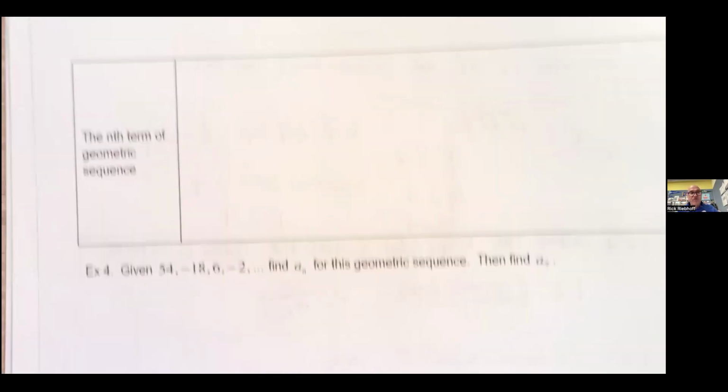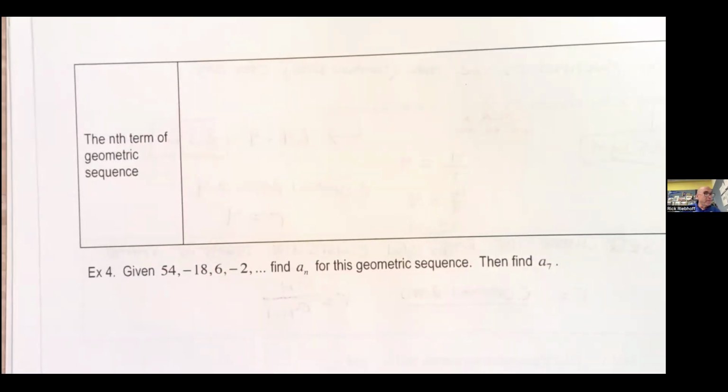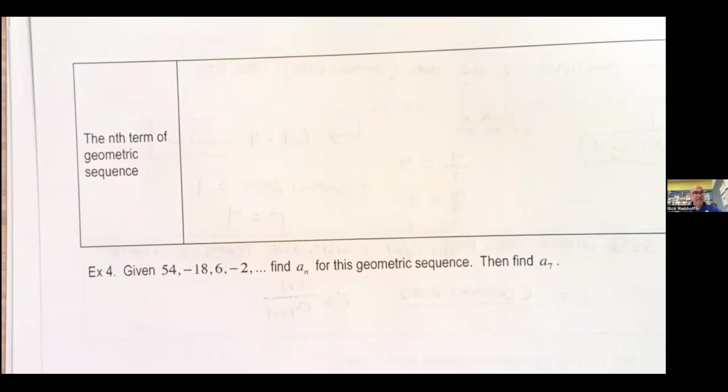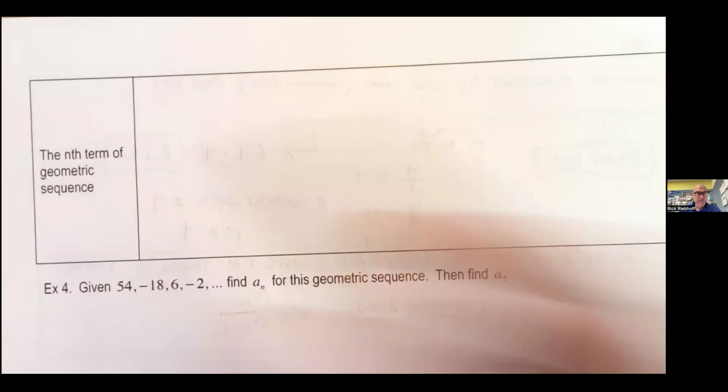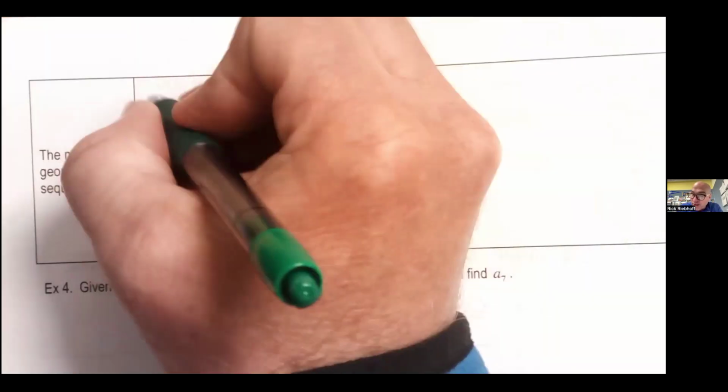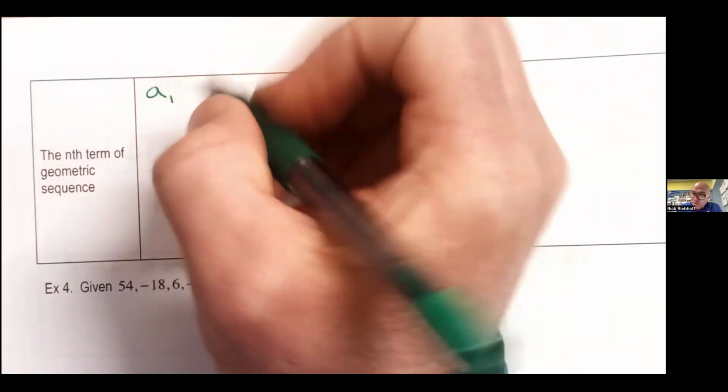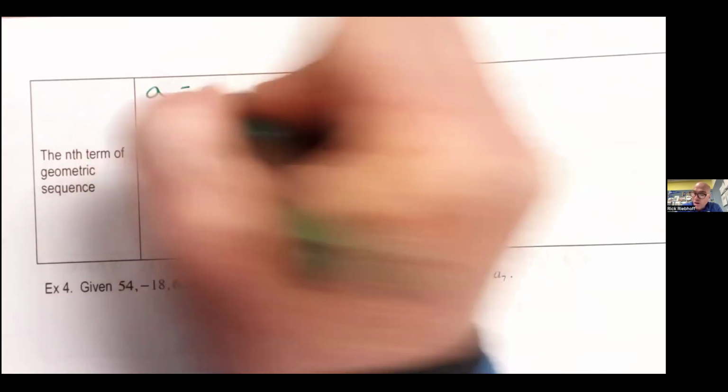All right, people. It's formula time. Formula time. All right. Nth term of a geometric sequence. So we're going to build it up kind of the same way we did last time. So A1 equals A1.